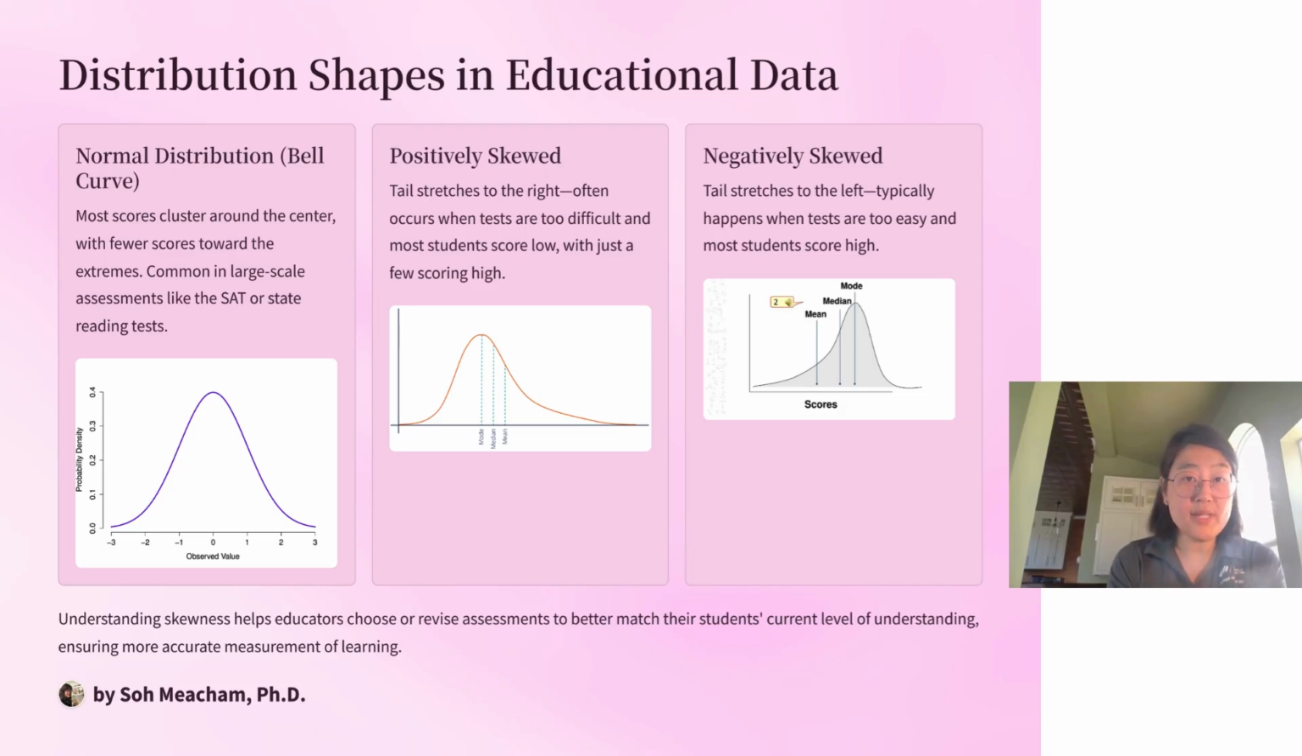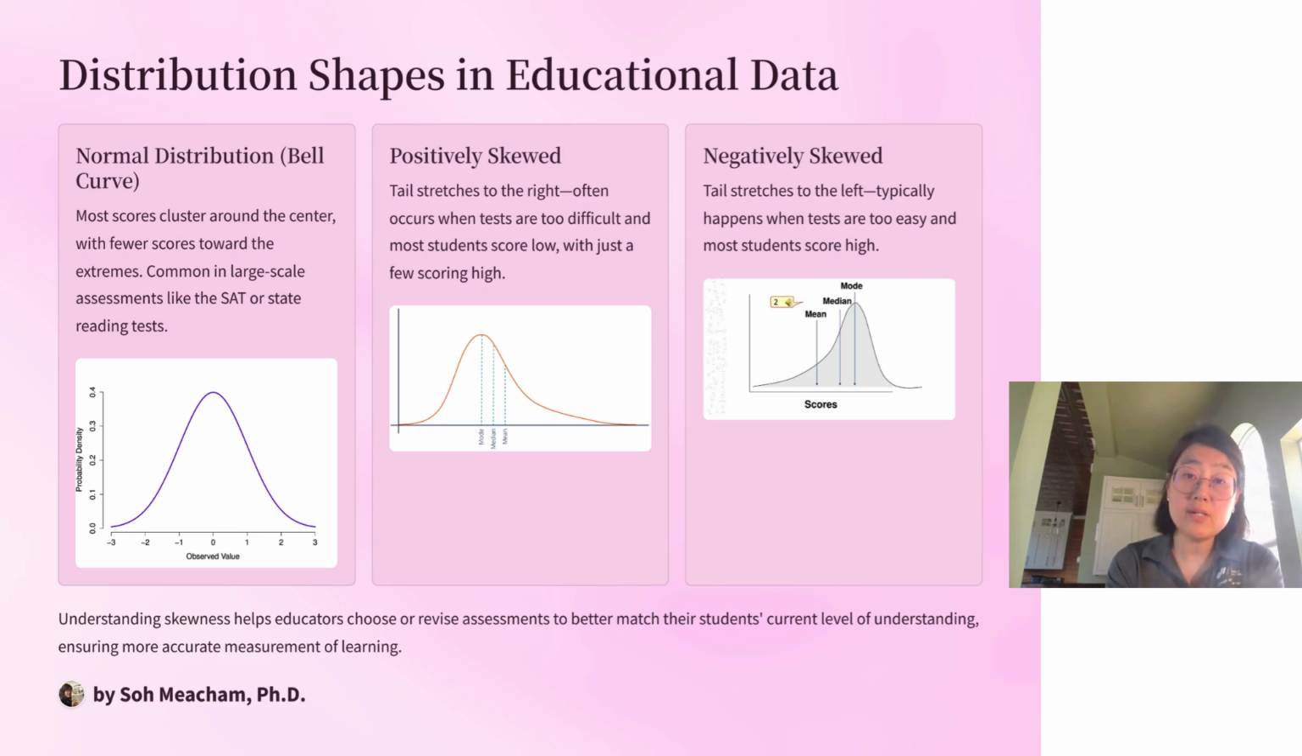Now let's explore the idea of distribution shape. A normal distribution, often called a bell curve, means that most scores cluster around the center and fewer scores occur as you move toward the extremes. This pattern is common in many large-scale assessments like the SAT or state reading tests, where we expect most students to perform near the middle and only a few to score very low or very high.